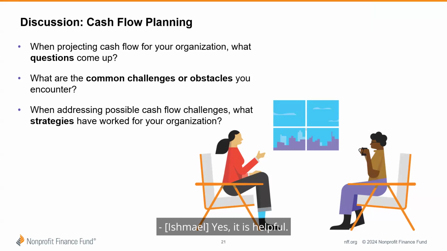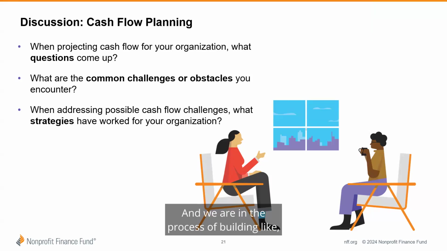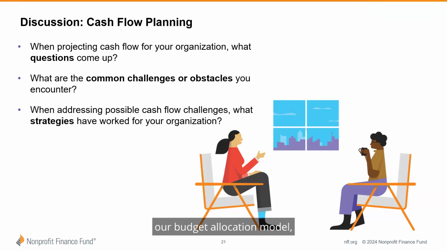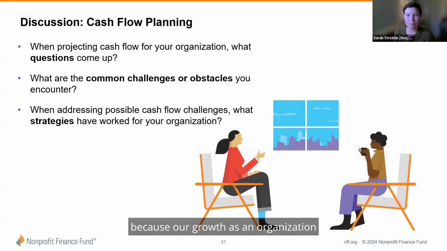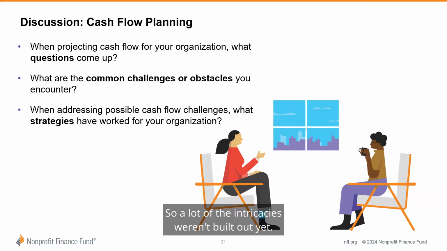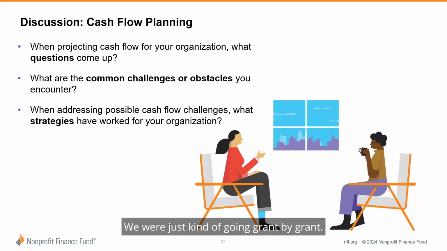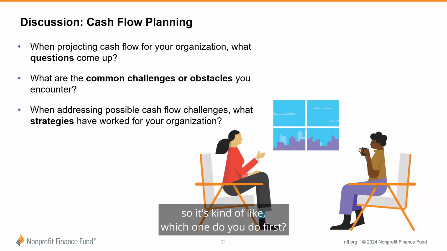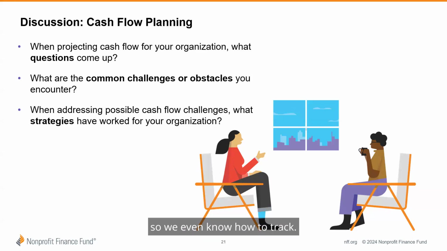Yes, it is helpful. I think we are in the process of building our budget allocation model, because our growth as an organization happened very quick. A lot of the intricacies weren't built out yet. We were just going grant by grant, and now we have multiple grants with multiple restrictions. So it's kind of like, which one do you do first? But I think it's important for us to address the allocation so we even know how to track. Nonetheless, this was helpful.